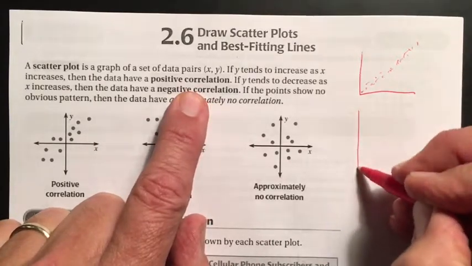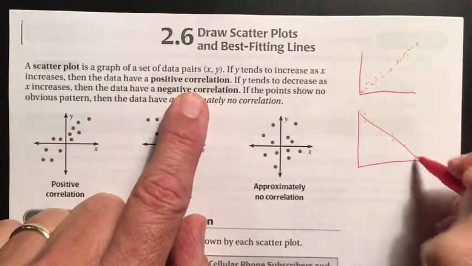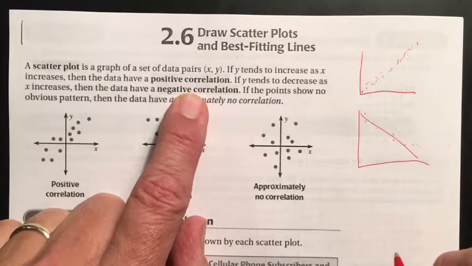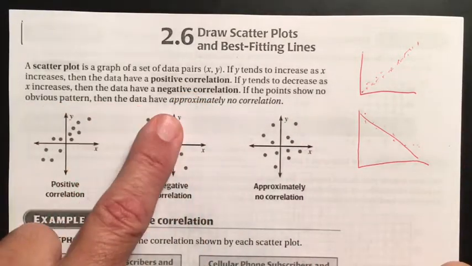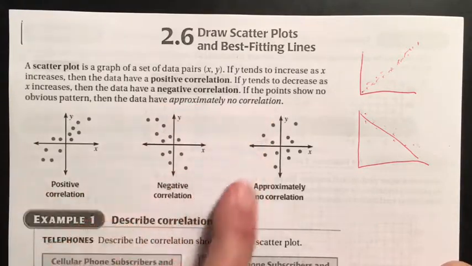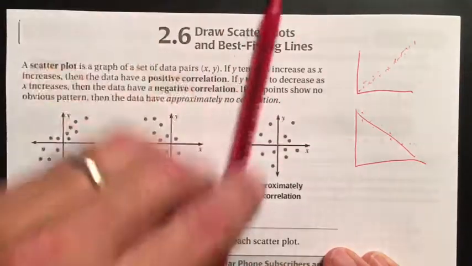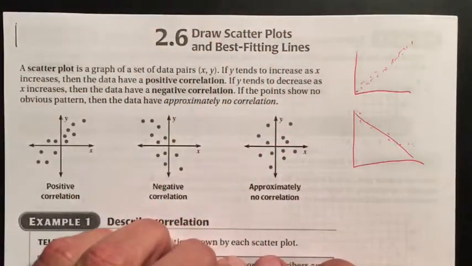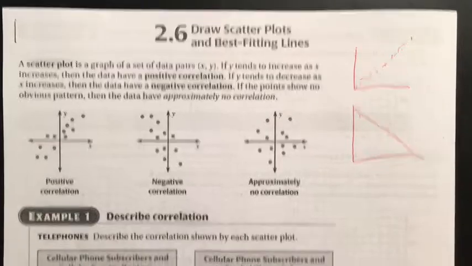If the dots in the scatter plot sort of come down in this direction as we go across x, that's a negative correlation. If the points show no obvious pattern, the data have approximately no correlation. That's this picture here. I can't draw a line this way, that way, or any way, I'm just spinning in circles. No correlation. All right, let's do some examples.